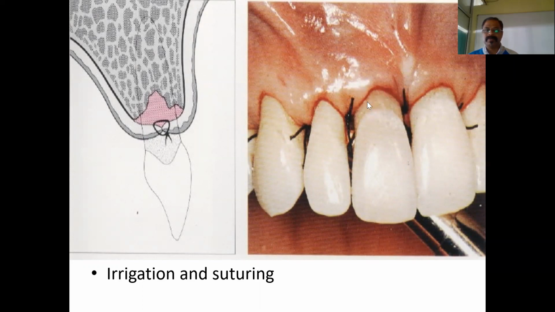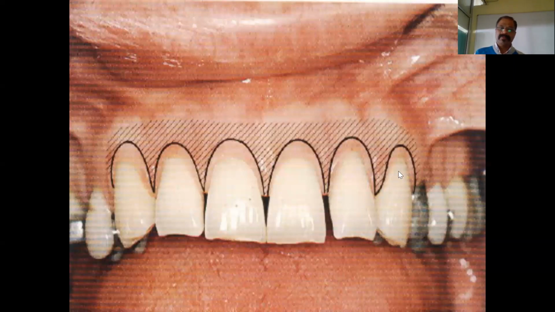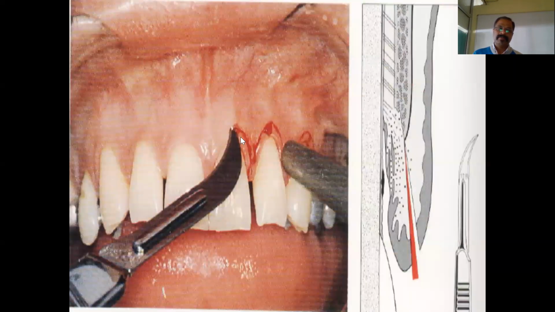So here again you have the root surface which has been exposed, which is more esthetically compromised in appearance. Again, this is the anterior area where there are deep pockets. The first thing is you're going to give an internal bevel incision starting 0.5 to 1 millimeter from the gingival margin. This is your gingival margin. You start from here 0.5 to 1 millimeter, aiming at the crest of your alveolar bone. Now this is your pathological pocket lining.